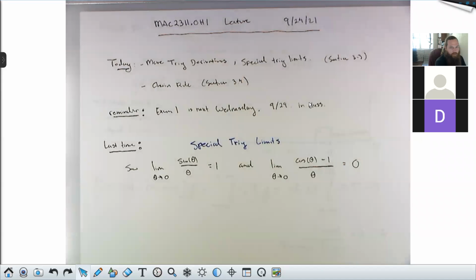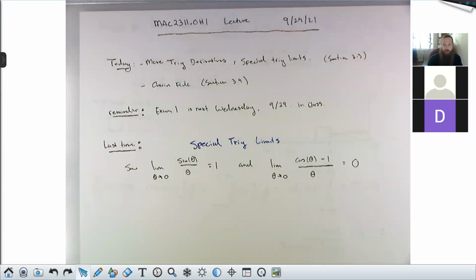So one of the things I'm going to show you today are some consequences of these special trig limits, which are other limits that we can cook up now that previously we would not have been able to calculate.